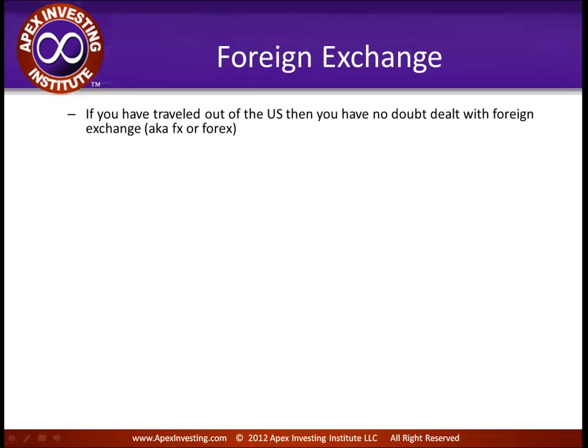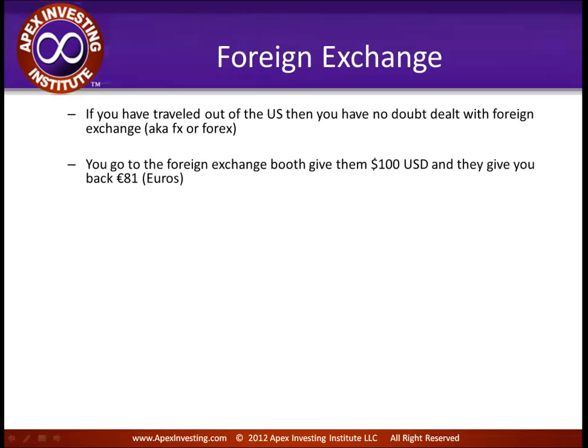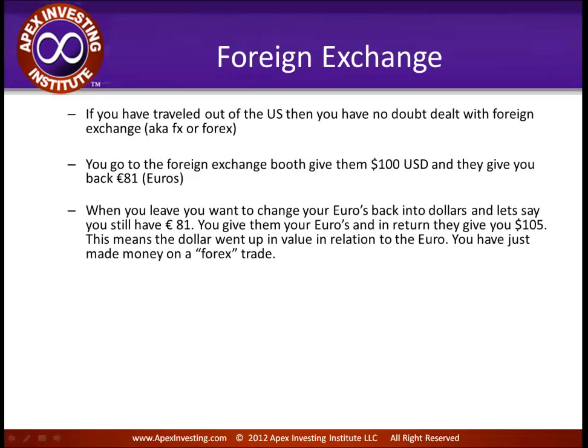If you traveled out of the US, then you have no doubt dealt with foreign exchange, or FX or forex. Let's say you go to Europe, and you go to the foreign exchange booth, and you give them $100. And what they do is they give you back, say, 81 euros. And when you're traveling, you decide that you're going to use your credit cards, you don't end up using any of your cash. So when you leave, you want to change your euros back into dollars. And you still have that same 81 euros in your pocket.